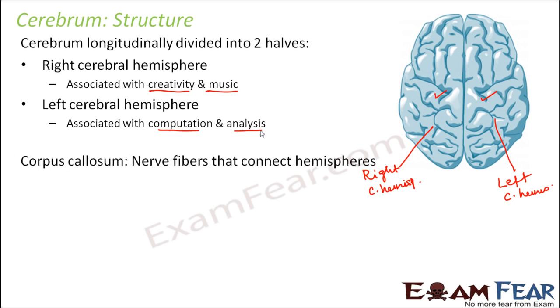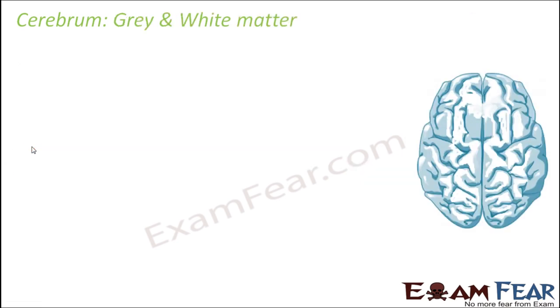Now, the fibers that connect these two hemispheres. So here you have a fiber which actually connects the two hemispheres, and that is known as the corpus callosum. So the corpus callosum is that set of fibers which connects the right and the left cerebral hemispheres.